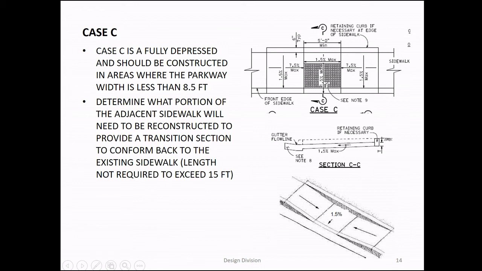Case C, as I would say, is the fully depressed, and the landing is down here, and it's 1.5%. This one here is 7.5%, and you use case C whenever you have parkway width of less than 8.5 feet.